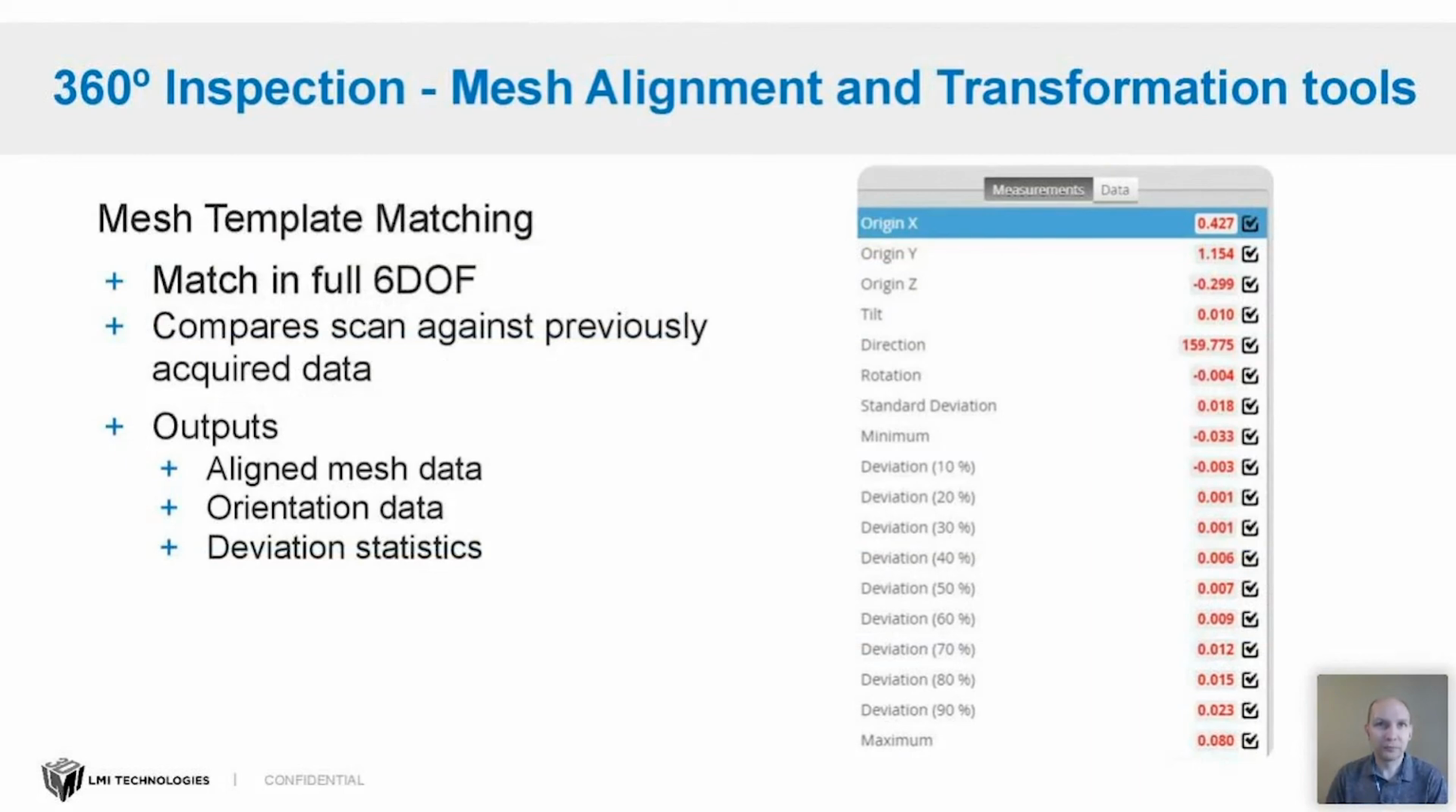So first, mesh template matching, like I was saying, does matching in full 6 degrees of freedom. So this is comparing your current scan against previously acquired data, and then fitting it so that you can get an exact orientation. So it will give you the offset and rotation of that part so that it matches the orientation of your golden part. It also calculates deviation statistics and outputs the aligned mesh data. So you can see that output mesh data after it has been aligned and operate on that for your measurements.